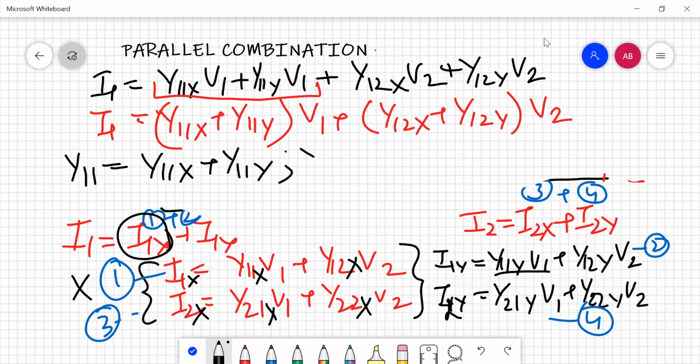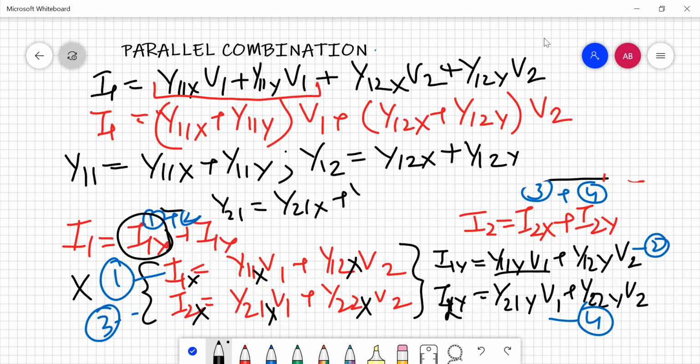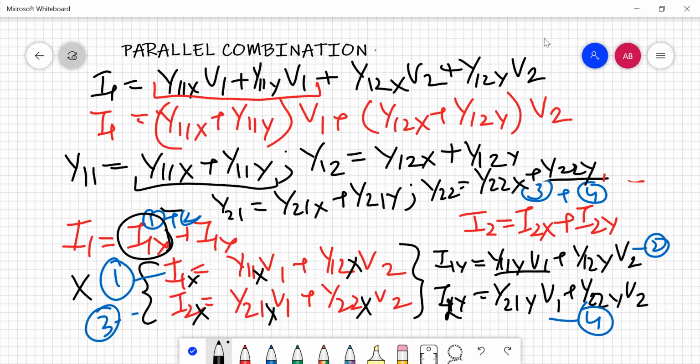So similarly, you can write all the values like this. You have to only add the corresponding X and Y parameters, admittance parameters, right? So similarly, you can write for your Y21 and the combination will again be equal to that of X and Y networks. And lastly, your Y22, that will be equal to Y22X and Y22Y. So this is what we have got for your parallel combination.